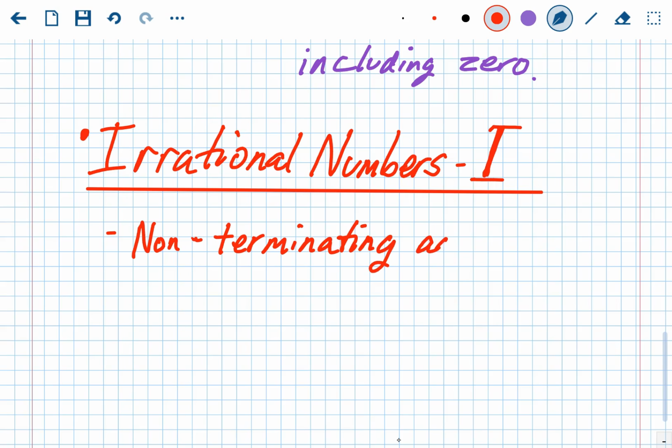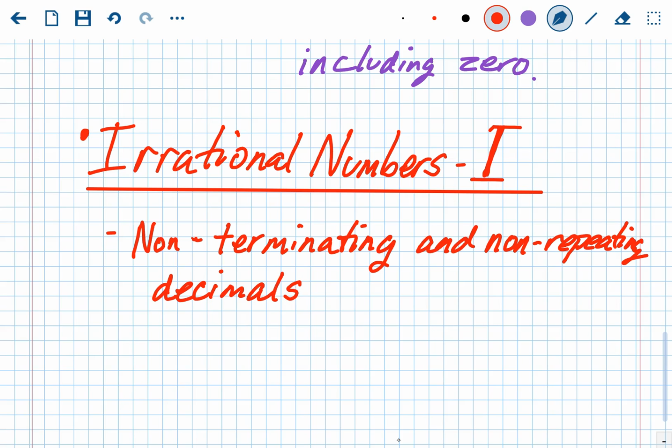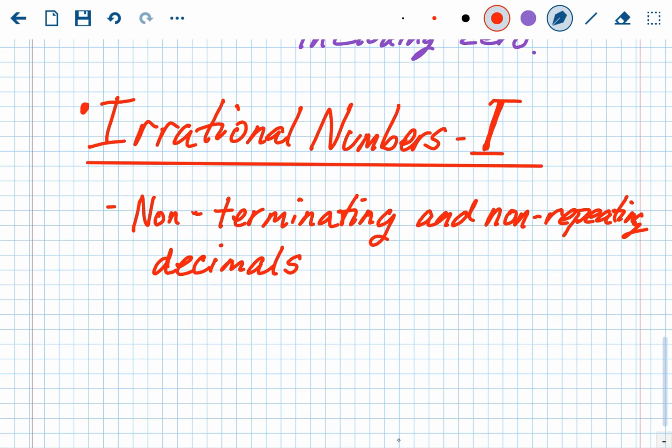There's nothing that repeats. Non-terminating, again, that means not ending. Usually there's going to be a dot, dot, dot at the end. There has to be a dot, dot, dot at the end of the decimal to imply that it keeps going forever. And non-repeating, so there's no pattern. It's not the same number repeated over and over again. It's not the same set of numbers repeated over and over again. Non-terminating, non-repeating decimals. And there's one other category.